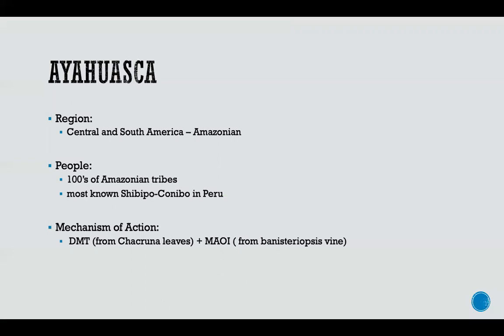Ayahuasca is a psychedelic brew used in Central and South America, primarily in the Amazon region, and is made from the combination of Banisteriopsis vine and chacruna leaves, usually along with other additives. Chacruna leaves contain the indole alkaloid DMT, or dimethyltryptamine.